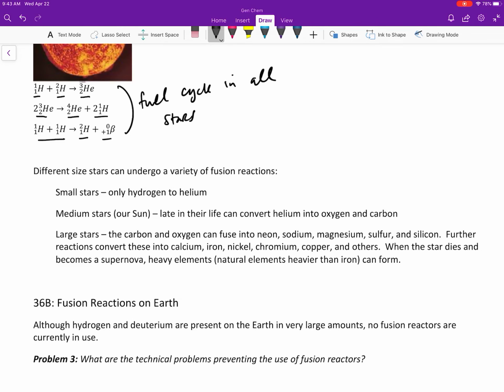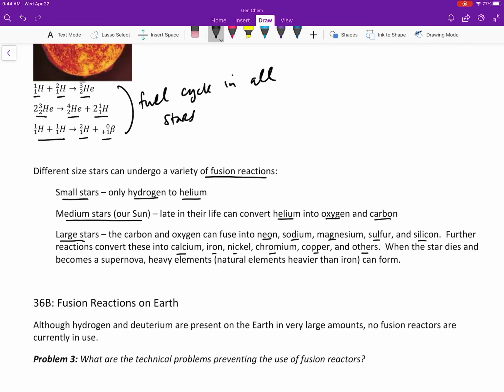So different sized stars undergo a variety of different fusion reactions. Small stars are only going to convert hydrogen to helium. Medium-sized stars like our sun, once they get later in their life, can convert helium into oxygen and carbon. And then very large stars can take the carbon and oxygen and make them into a variety of other elements like neon, sodium, magnesium, sulfur, silicon, and then calcium, iron, nickel, chromium, copper, and others.